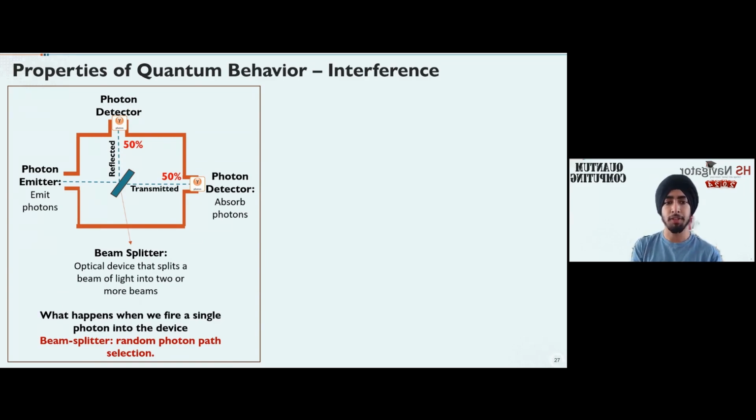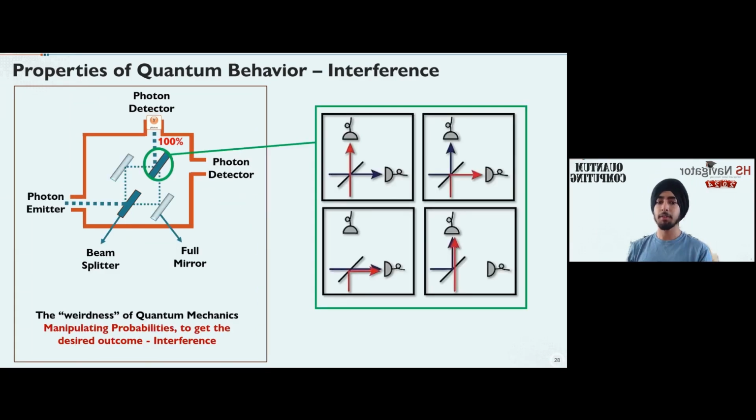So when you shoot a photon from the left side of the screen into that beam splitter, it chooses a random path for that photon to go in. Maybe it's a 50% chance to go into the top detector, or a 50% chance of being transmitted through the beam splitter into the photon detector on the other side. But here comes the weirdness of quantum mechanics. Here, you can actually manipulate the probabilities to get the desired outcome. And that's what interference is used for.